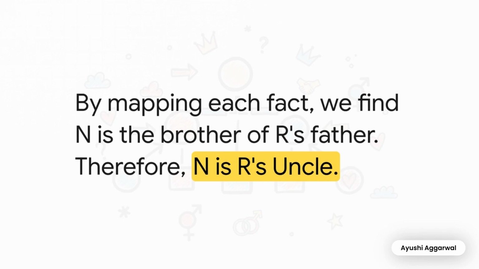Now what about R, the other grandson? Well, if S is N's son, then R must be the son of the other brother, L. And there you have it. Our tree is complete. So the question is, how is N related to R? Look at the diagram. R's father is L. N is L's brother. What do you call your father's brother? He's your uncle. So N is R's uncle. See? It's just like solving a fun puzzle, one piece at a time.